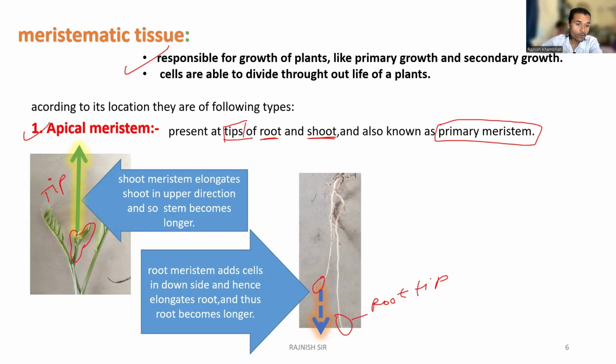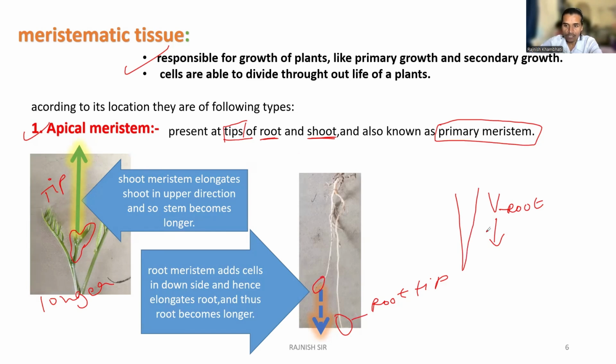The shoot tip will grow in the upward direction, and that is how the stem will elongate. It becomes long in height. The shoot meristem elongates in the upper direction because of the meristematic tissue, and so it becomes taller. In a similar way, root tips are in the root, and they will grow in the downward direction. And when they grow, the root becomes longer in size.